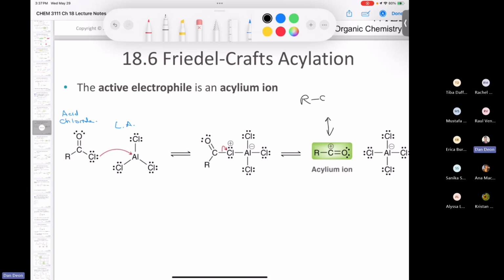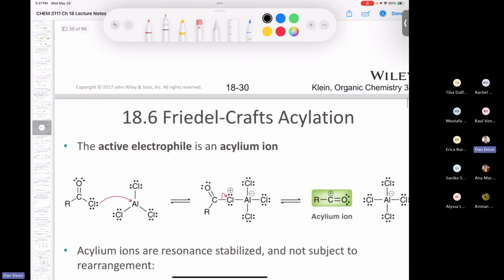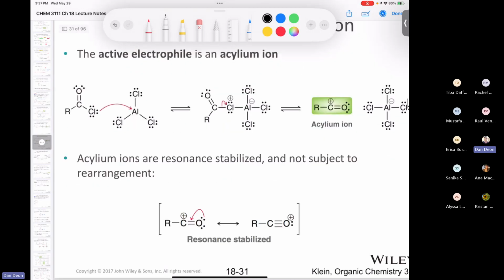You could also draw this resonance form where you put the positive charge on the oxygen. And in fact, the one that I just drew would contribute more to the resonance hybrid because everything has an octet in the one that I drew, whereas in the one that's in green, the carbon does not have a complete octet. But the acylium ion is going to be very, very reactive.